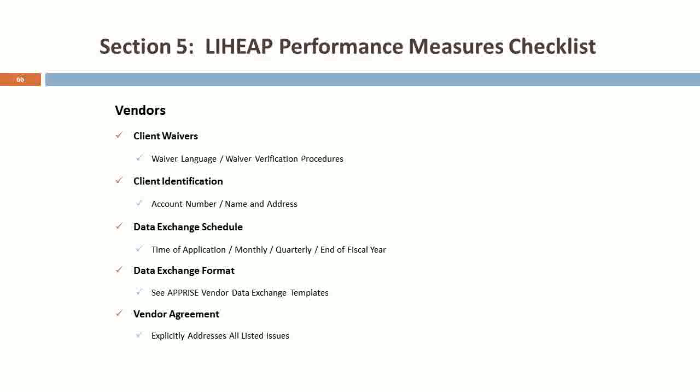Other people may want something else. They may not want a name and address, although we're really advising that because it helps if they're mismatched account numbers. But identifying the client is really important. How do vendors want to see that data come in?